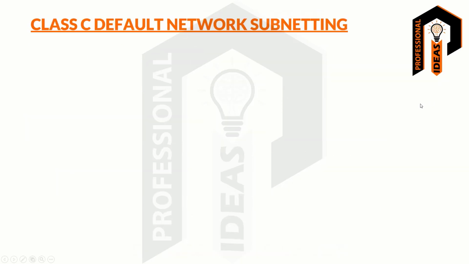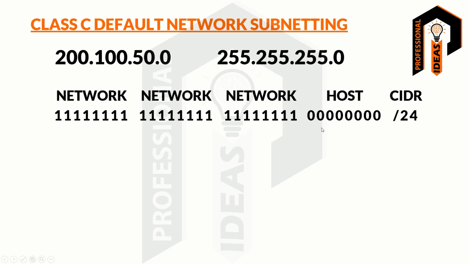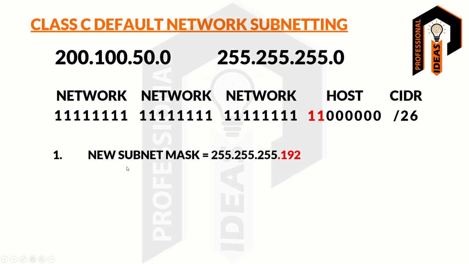In the previous example, we borrowed 1 bit. Now let's borrow 2 bits from the host segment for the subnetworks. So the new CIDR value will be /26, as now we have 26 bits for the network segment. Follow the same steps as in our previous example. Step number 1, our new subnet mask will be 255.255.255.192, as the spot values of the borrowed bits are 128 plus 64, that is equal to 192.